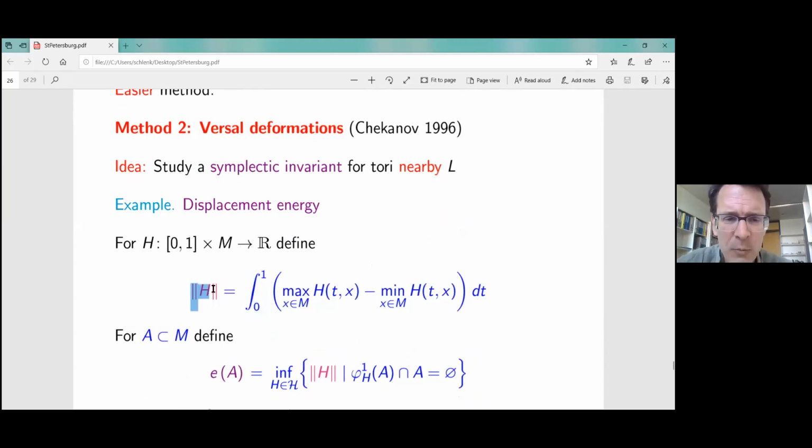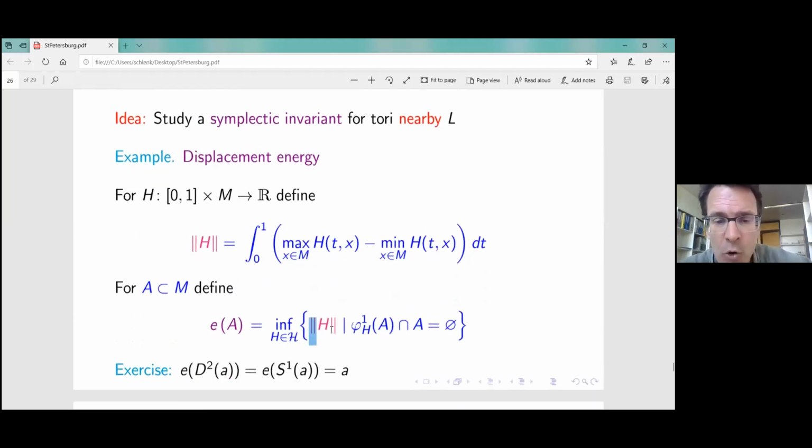It's called Hofer norm, but what it is, if the Hamiltonian does not depend on t, it's just the oscillation, just a C0 norm. But if you are non-autonomous, you should take the average of the C0 norms of the Hamiltonian, right? So I assume M compact, or at least H compactly supported. So you take any Hamiltonian, and then you take all Hamiltonians in the world that move the set away from itself in time 1. You want to disjoin it. If it doesn't work, this norm is infinite. If it works, it's a real non-negative number.